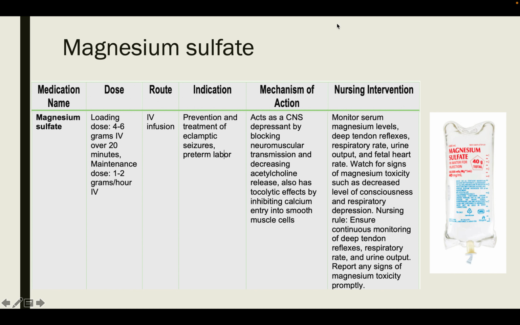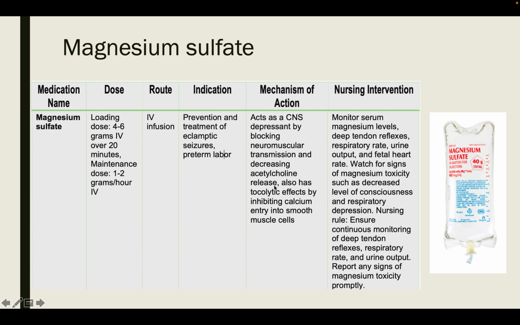Magnesium sulfate, I'm sure you talked about it extensively with your professor when you had the lecture on preeclampsia. So the indication is to prevent and treat eclamptic seizure. We don't want the mother who has preeclampsia to progress and have, God forbid, a seizure. So that's why we give magnesium sulfate. Magnesium sulfate acts as a CNS depressant agent. It will block the neuromuscular transmission in all the voluntary and non-voluntary muscles in the body.